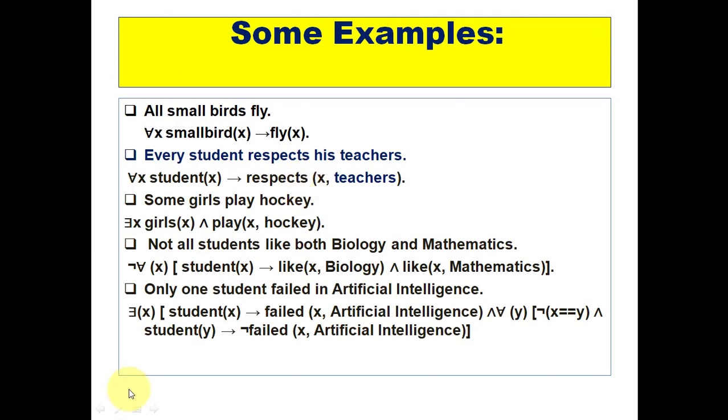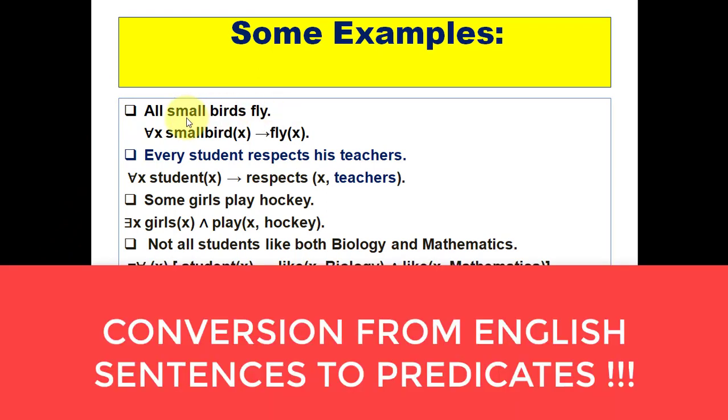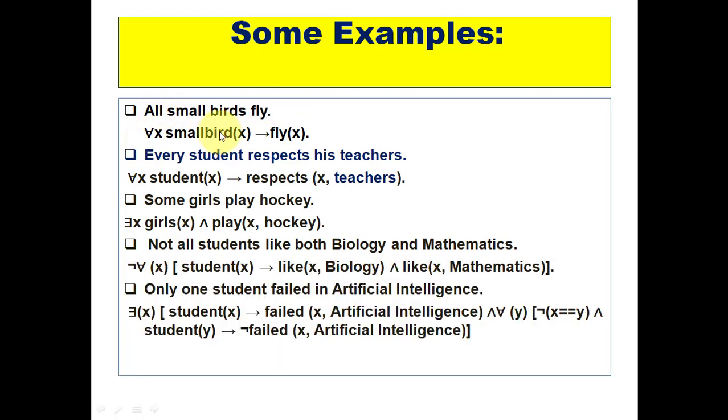Okay. Next, now I am giving you some important examples, so that if exam questions are asking like that, you will be given some statement and you will be asked to convert it into predicate. So first one is: all small birds fly. Here I am talking about all small birds. So what quantifier will you use? For all x. And you know for universal quantifier, what symbol will you use? Implication. So for all x, small birds x implies fly x.